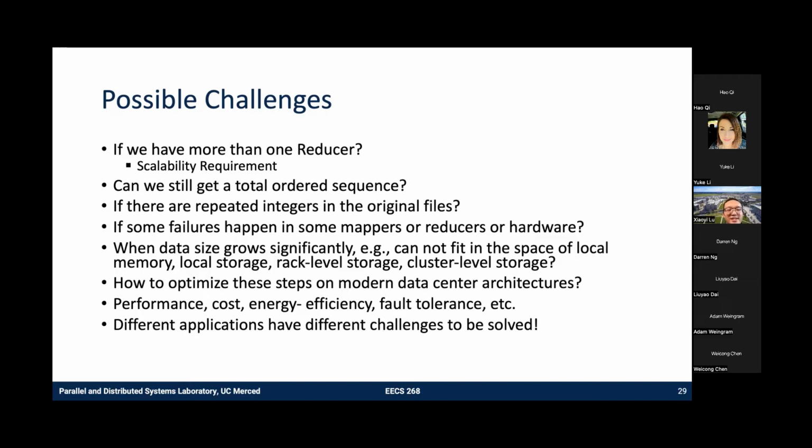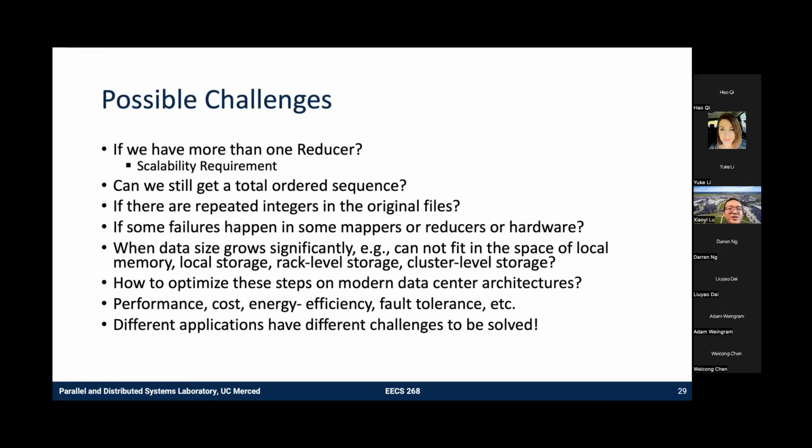And also when data size grows, like I said, for instance, if the data cannot fit in the space of local memory, local storage, rack level storage, cluster level storage, what happens, right? And how to optimize these steps on modern data center clusters and architectures. I will show them later. And if you think of performance, cost, energy efficiency, from all these perspectives, you can see that even for a single sort problem, it's so complicated.